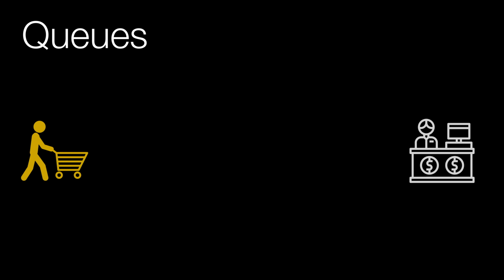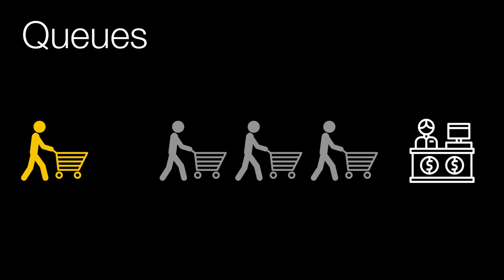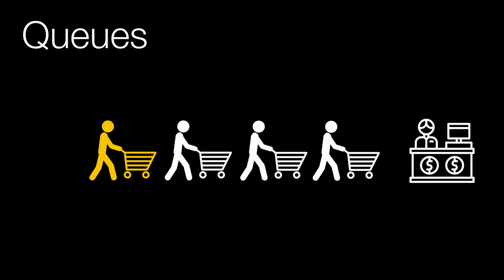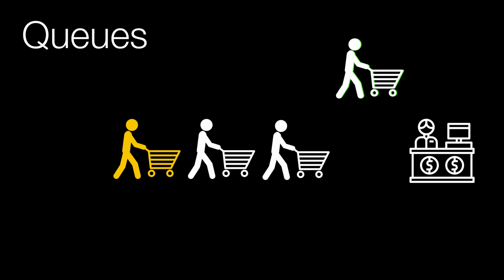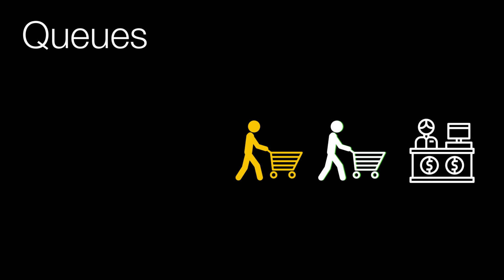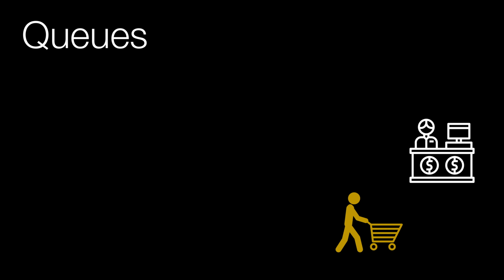Let's talk about queues. Let's say you're in a store and you're waiting in line to pay for your stuff. You enter the line at the end and you get served after the people in front of you have been served. This is called FIFO, which is the first in, first out principle, as the first person to enter the line is the first one to be served.